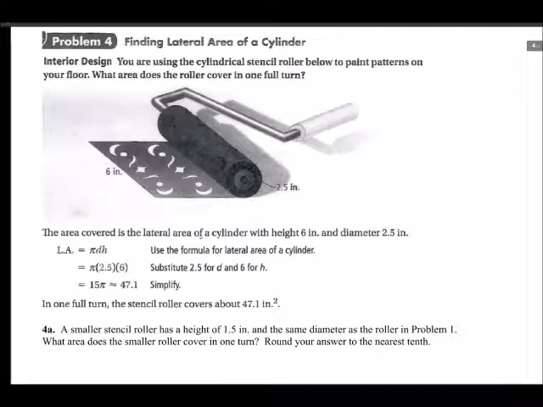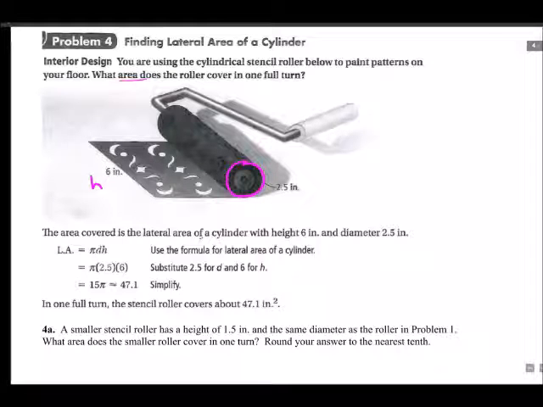What if we are just interested in the lateral area? That's a possibility. When you're using a paint roller, you want to know what area does the roller cover in one full turn? Well, what is one full turn? That's just the circumference, isn't it?